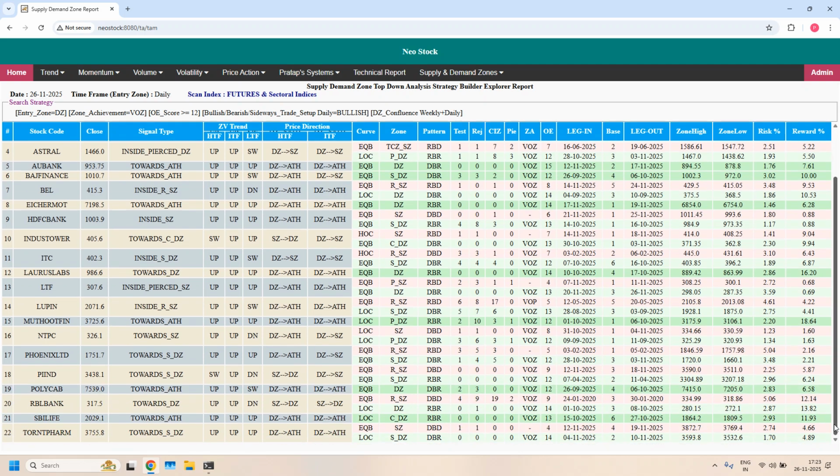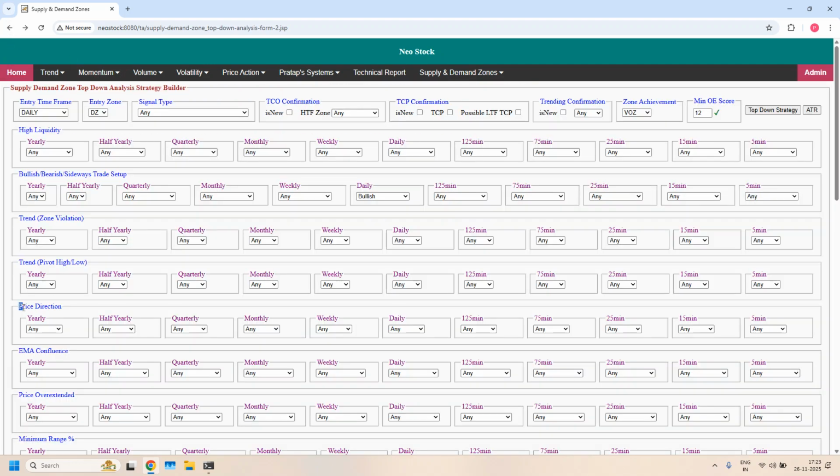Scrolling the list down, total 22 stocks. In all the 22 stocks, ITF trend, that is weekly trend, is uptrend. Again, I am applying the second filter on the first strategy, that is EMA confluence, that is at weekly demand zone having weekly EMA confluence. Weekly trend is up and also daily demand zone overlapped with the weekly demand zone.